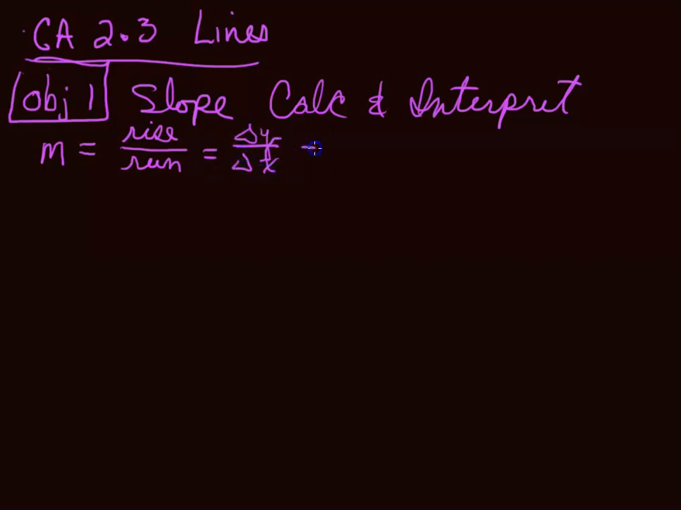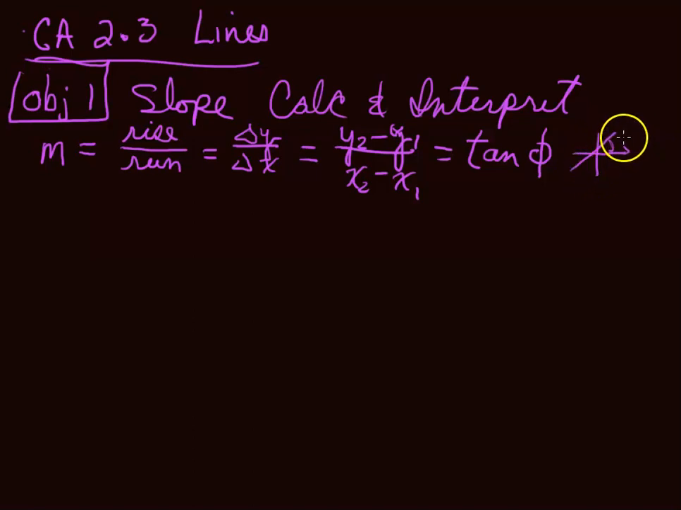This you'll use later in calculus. It's y sub 2 minus y sub 1, over x sub 2 minus x sub 1. The order doesn't matter. If you want to do y1 first, you better do x1 first, or you get something wrong there, a sign change at least. And if you've taken trig, or will take trig, it's the tangent of the angle phi, which is the angle between the positive x-axis and the line itself. That's what phi is.